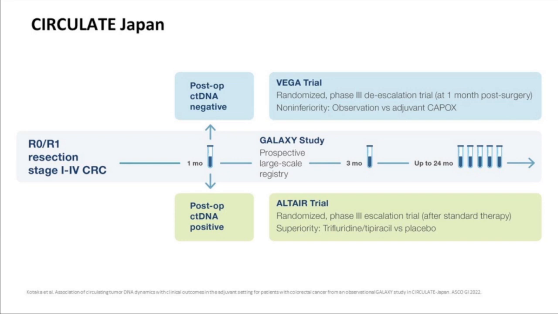And we can go ahead and take a look at the GALAXY registry and the interim analysis from ASCO GI 2022. So it's just going to be these patients here. And basically the idea is, can we validate that original Reinert et al. study? Can we show with all of these patients we have now, thousands and thousands of patients, that ctDNA at a single time point, 4 weeks post-surgery, can help determine outcomes?